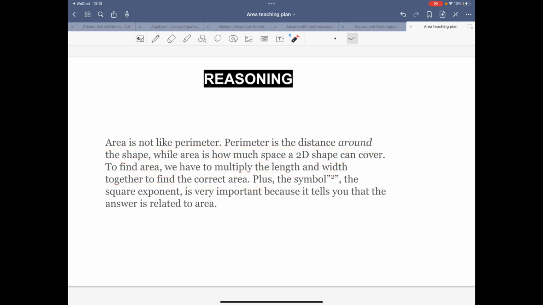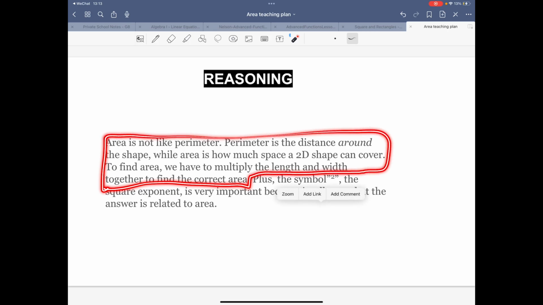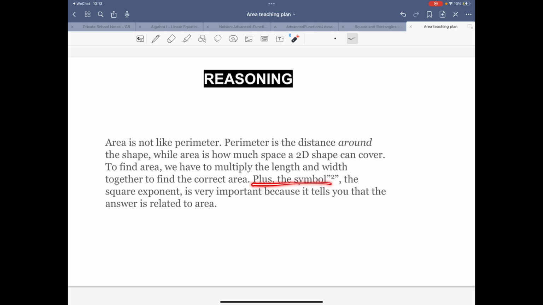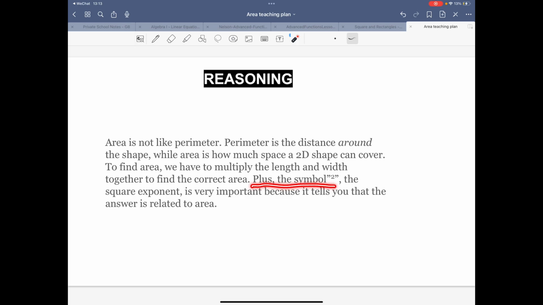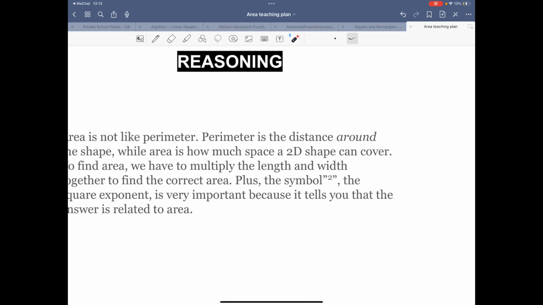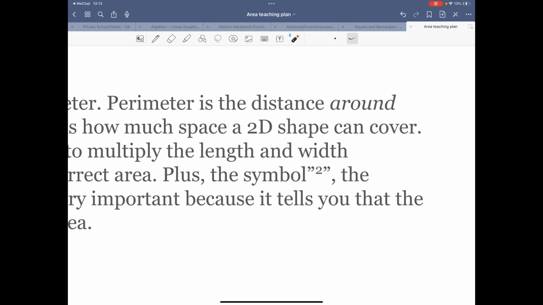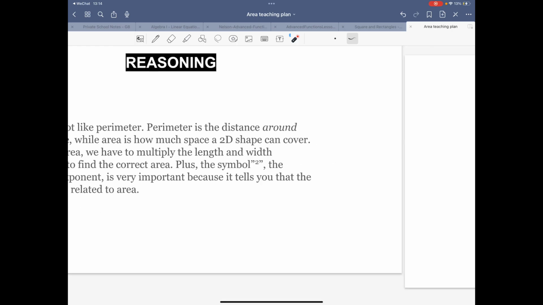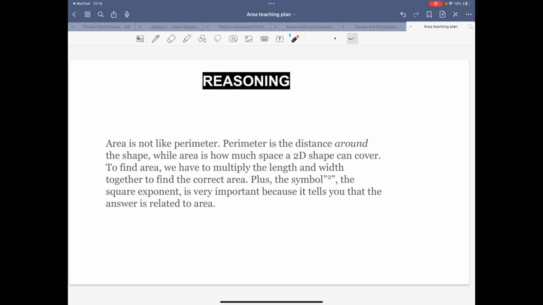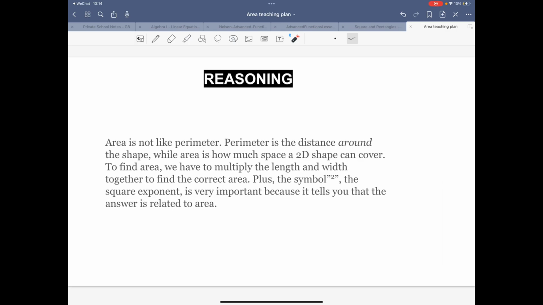So we know how to solve area now, but there is a bit of information about why this little 2 is in there. So let's read it. The square exponent 2, which is this little 2, is very important because it tells you that the answer is related to area. So now you know what it is and why it's there. Are you ready to try out a bit of area questions? Let's go.